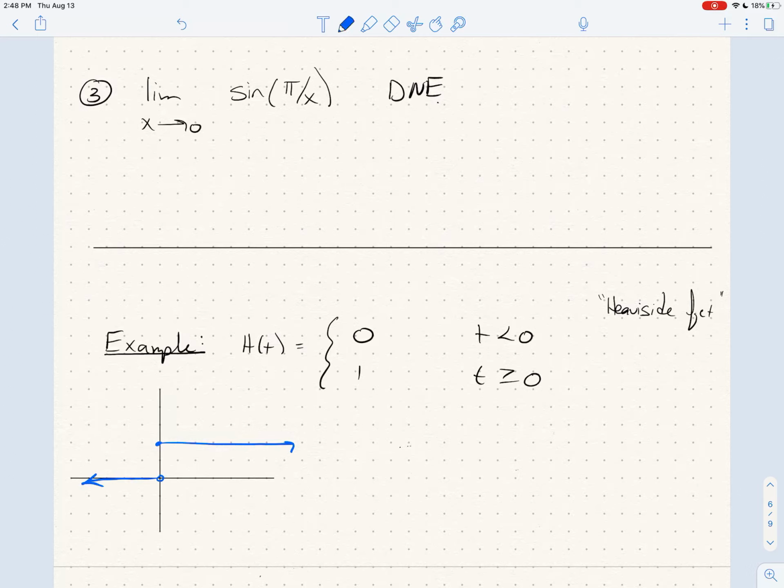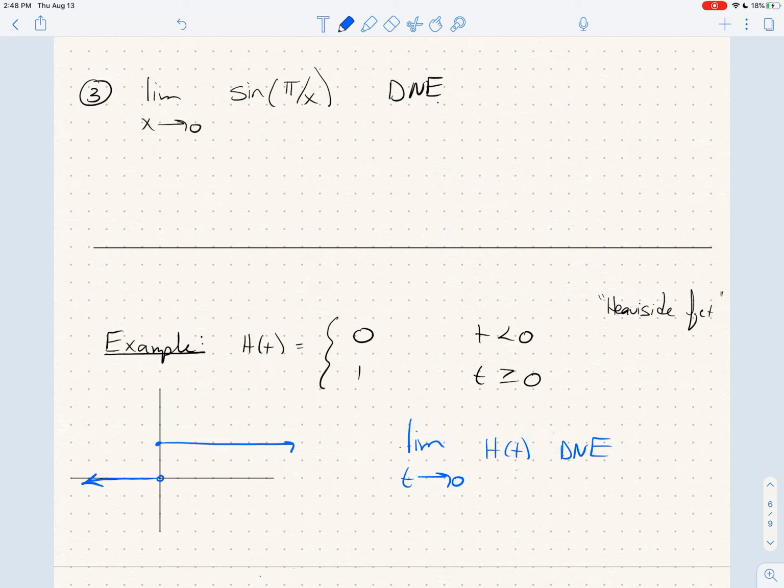And so hopefully you can see that if we look at the limit as t goes to 0 of this function h of t, there is no single number that the function is getting closer and closer to as t goes to 0. If you go to 0 from this way, the function is always 1. If you go to 0 from this way, it's always 0. So those are different. There is no single number that you're closing in on. And so this limit as t goes to 0 does not exist.